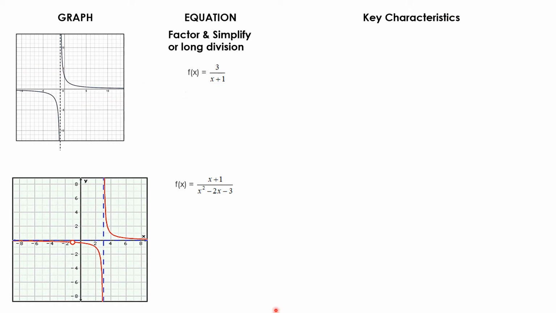First of all, we have a restriction on the denominator. The restriction on the denominator is that x cannot equal -1. And since that restriction didn't cancel out, we have a vertical asymptote there. So there's our first key characteristic: we have a VA, short for vertical asymptote, at x equals -1. And that comes from the denominator.